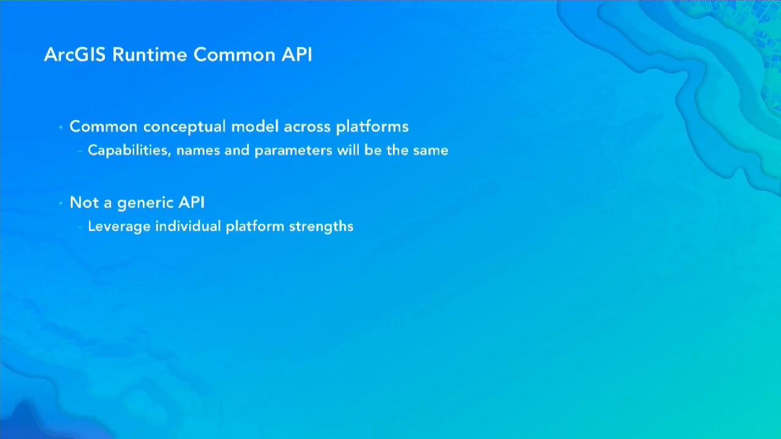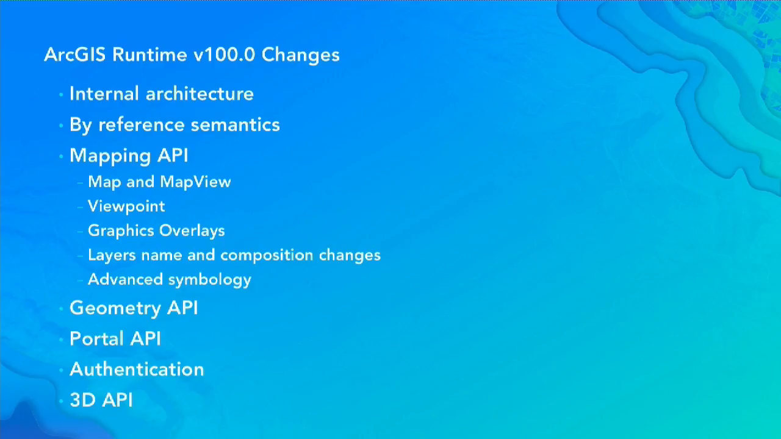But as I said before, it's not one generic API for everybody. We do take that, if you like, that common conceptual model, and we do localize it for the appropriate developer technology that it's being used within. So a summary of the big changes that we put in, and we'll go into most of these in a lot more depth with the 100 release. We got a new internal architecture. We moved to a reference-based semantics.